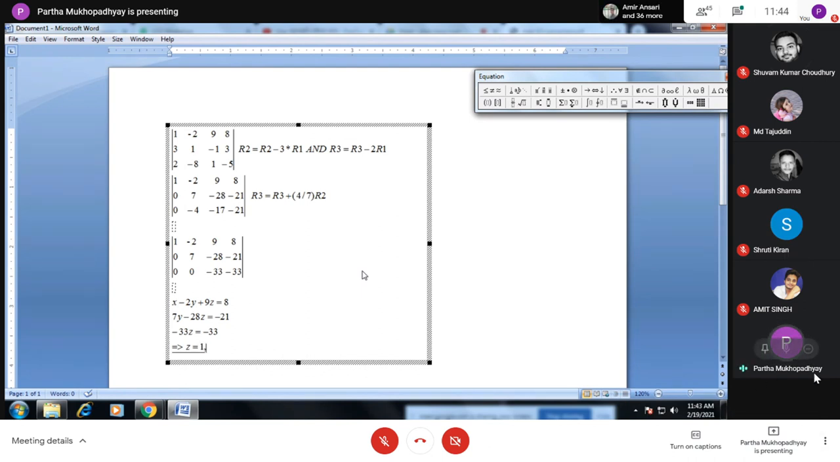From the last equation, I'm getting z equal to 1. Now, put the value of z in the second equation. This is called backtracking. So, z equal to 1. So, minus 28, that will make it 27. So, y equal to 1 again? Yes, sir. Okay, then again, putting the values of y and z in the first equation. So, that should give you minus 2 plus 9, that is 7. 8 minus 7, x equal to 1.